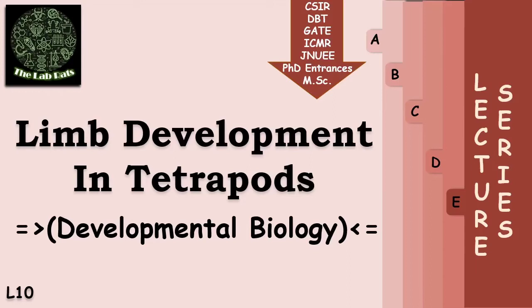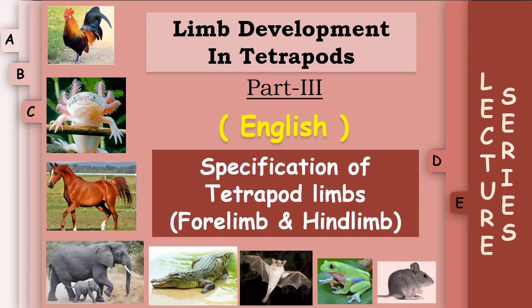So we are doing a developmental biology lecture series and the topic is limb development in tetrapods. We are doing the third part of this lecture series, specification of tetrapod limb. The first part was an introductory video. In the second part we discussed AER development and development of the proximal to distal axis. Here we are going to discuss the factors that are responsible for specification of limb, that is, the factors that decide whether the limb is going to be a forelimb or hind limb.